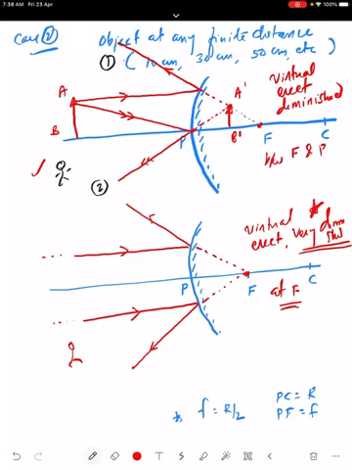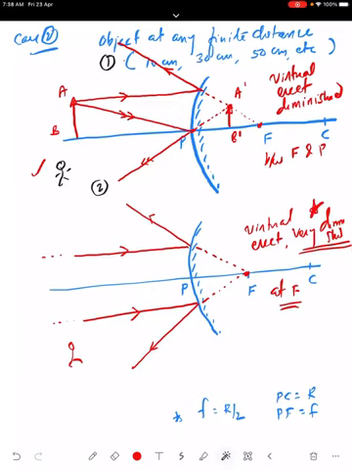So, all should recognize these points. Two diagrams are there together, so you can easily recognize. So, image formation in the case of a convex mirror, when the object is in front of the mirror, say at any finite distance, say 10 centimeter, 30 centimeter, 50 centimeter, etc.